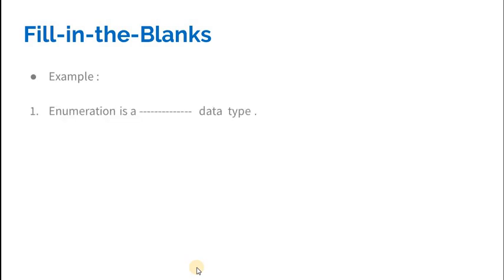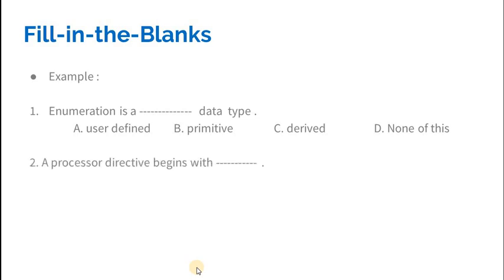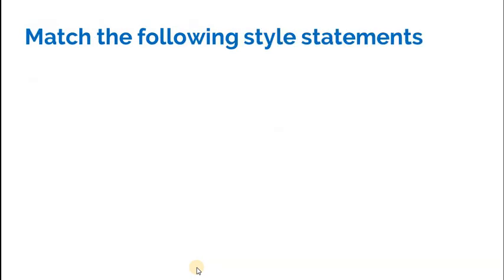For example, enumeration is blank data type. Okay, so for that you should know what are the types in C language. There are total 3: derived, primitive, and user defined. Okay, and enumeration is of user defined data type. A preprocessor directive begins with, okay, you are given options like address of, hash, @, asterisk. So the correct answer is hash sign, B. Okay, so this kind of question can also be asked. Now after that, match the following style.